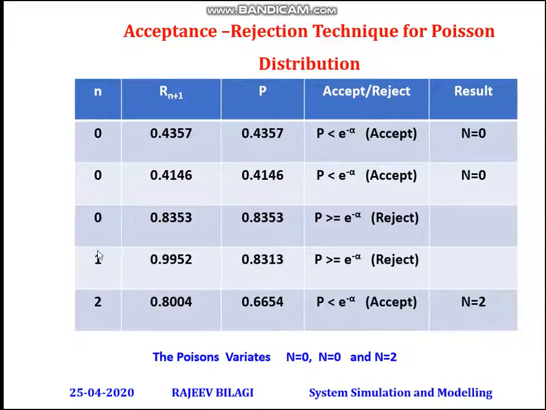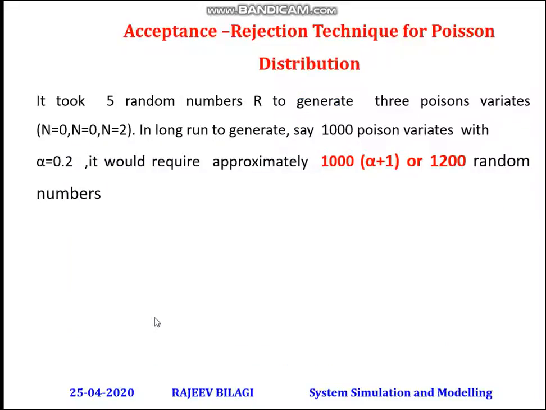What are the values of n? These n are not continuous. The n you have obtained, n is equal to 0, n is equal to 0, then later you increased by 1 and this is n equal to 2. So now n equal to 0, n equal to 0 and n equal to 2 are called 3 Poisson variates. Now what if 5 random variates are asked? In the given problem, 5 random numbers are required to generate 3 Poisson variates.